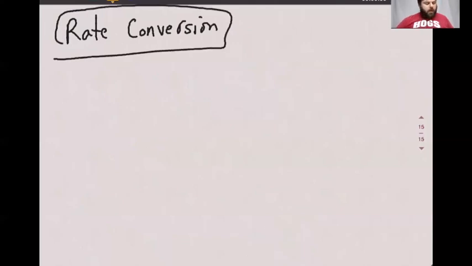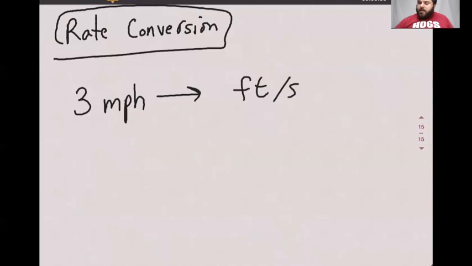All right, last thing we're going to talk about: a rate conversion. Remember, a rate is just 2 units. Let's say I'm going 3 miles per hour, and I want to know how many feet per second that is. That's a rate: miles per hour, 2 different units divided. Feet per second, 2 different units divided.